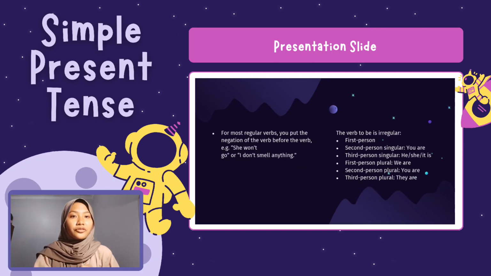For most regular verbs, you put the negation of the verb before the verb. For example, she won't go or I don't smell anything. And the verb to be is irregular. First person singular, I am. Second person singular, you are. Third person singular, he or she or it is. First person plural, we are. Second person plural, you are. And third person plural is they are.